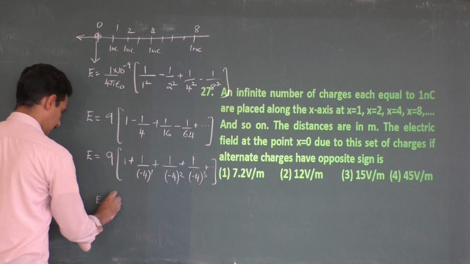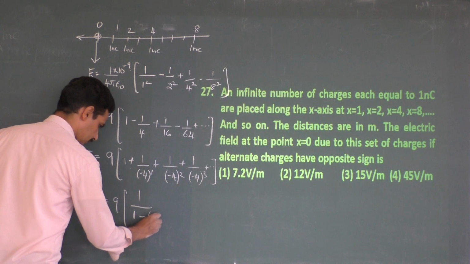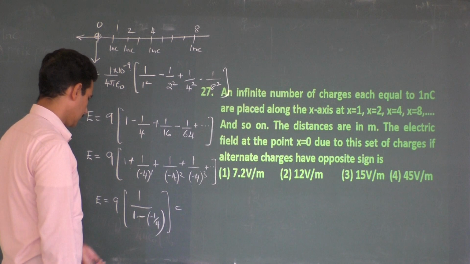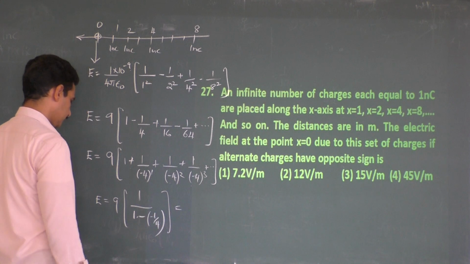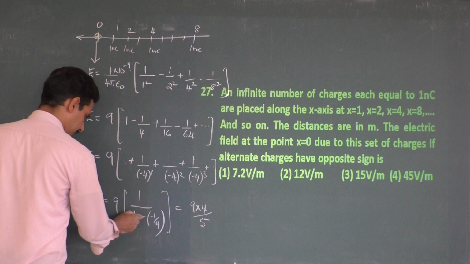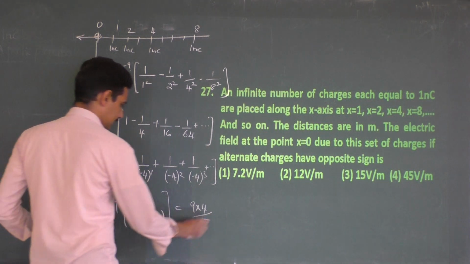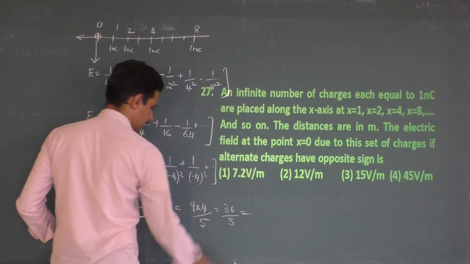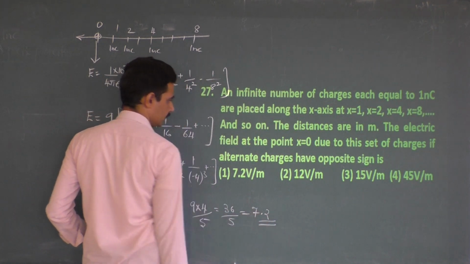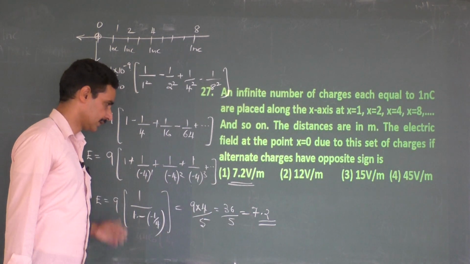So E is equal to 9 into 1 by, first term 1, minus common ratio minus 1 by 4. What is this? 1 plus 1 by 4. It is 5 by 4, correct? 5 by 4, 4 by 5, 9 into 4 by 5. This is 36 by 5. That is equal to 7.2 volt per meter. Here itself is the answer. That is the answer, right? So again another simple problem.